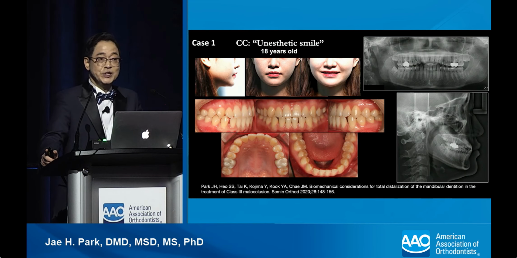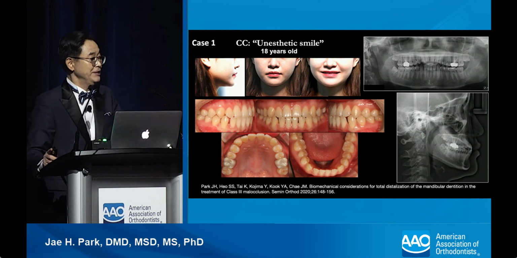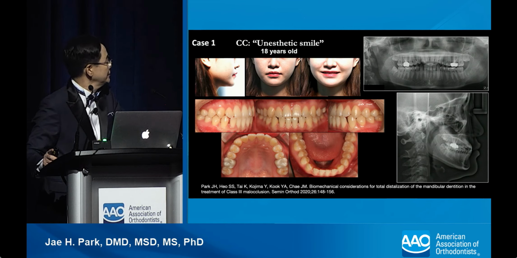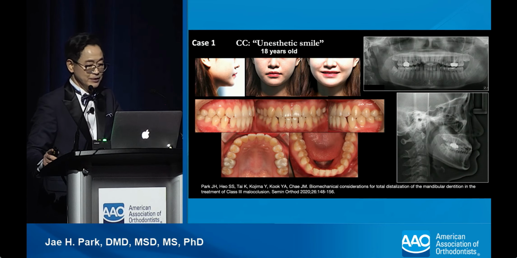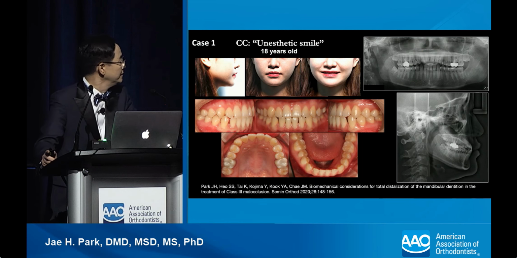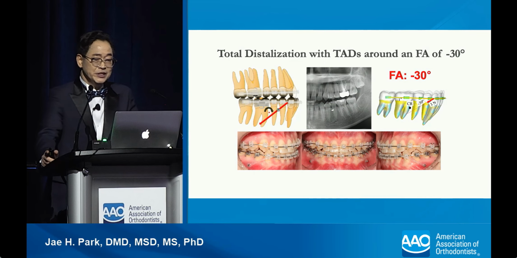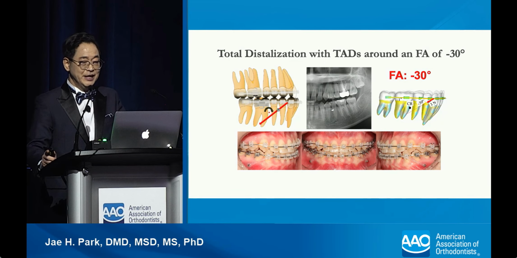How can we increase our upper incisor display while smiling? This seems like an easy case, but our main focus was how can we increase our upper incisor display while smiling. That's the main focus. Total distalization of lower dentition with TAS around a force angulation of minus 30 degrees. You can see the clockwise rotation of the mandibular dentition.